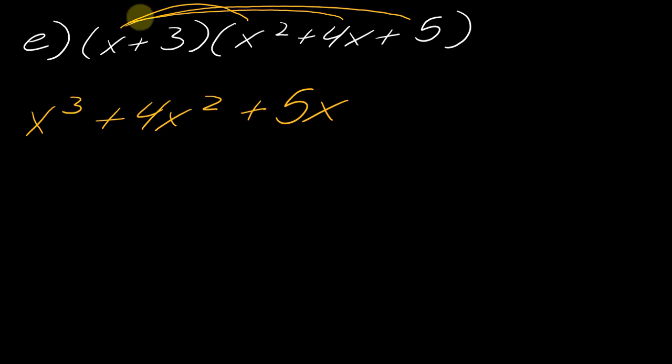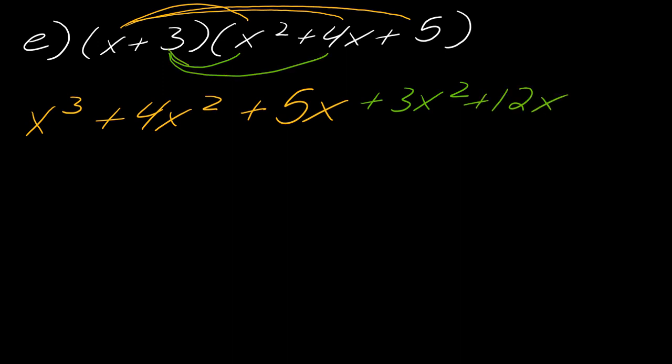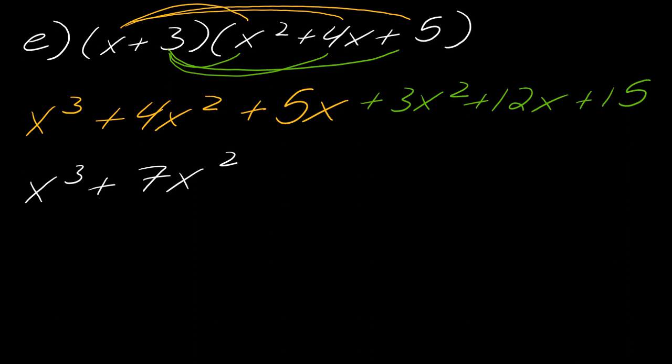Okay, so now I can see I've multiplied x by everything in here, so I can pivot to the 3. If I take 3 times x squared, that's going to give me 3x squared. 3 times 4x is 12x. And then 3 times 5 is 15. And so now you can collect any like terms. This is going to give me x cubed plus, let's see, the 4x squared and the 3x squared will give me 7x squared. 5x and 12x will give me 17x, and then we've got the 15.